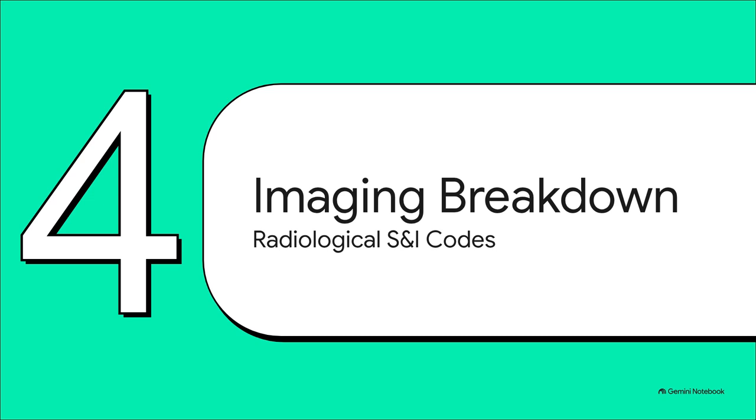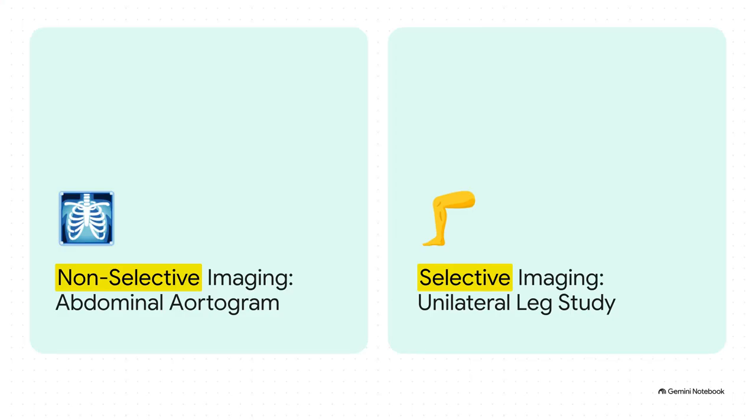Section 4. Imaging Breakdown, Radiological S&I Codes. With the physical placement accurately coded, let's break down the radiological supervision and interpretation, or S&I codes. In our scenario, we actually had two distinct types of diagnostic imaging, an initial non-selective central study and later a selective vascular family imaging study. We have to report these based on exactly where the catheter was located during the injection.